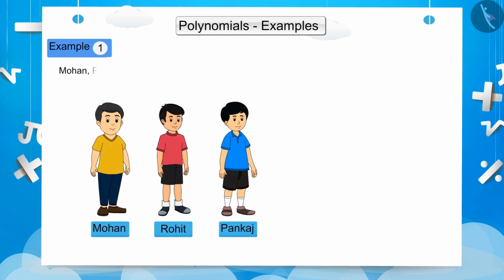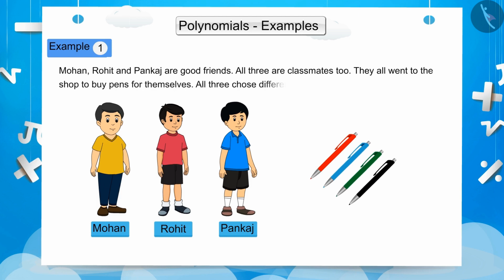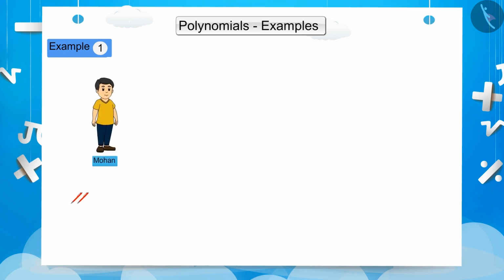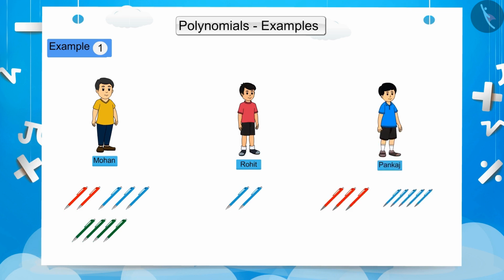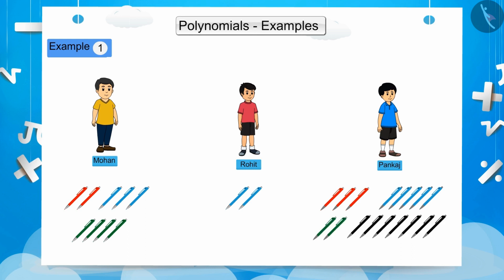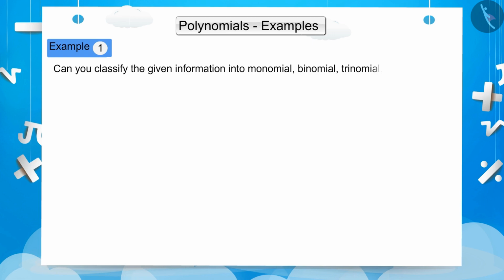Example 1. Mohan, Rohit, and Pankaj are good friends. All 3 are classmates too. They all went to the shop to buy pens for themselves. All 3 chose different colored pens for themselves. Mohan bought 2 red, 3 blue, and 4 green pens for himself. Rohit bought only 2 blue color pens and Pankaj bought 3 red, 5 blue, 2 green, and 7 black pens for himself. Can you classify the given information in the form of monomial, binomial, trinomial, and polynomial?